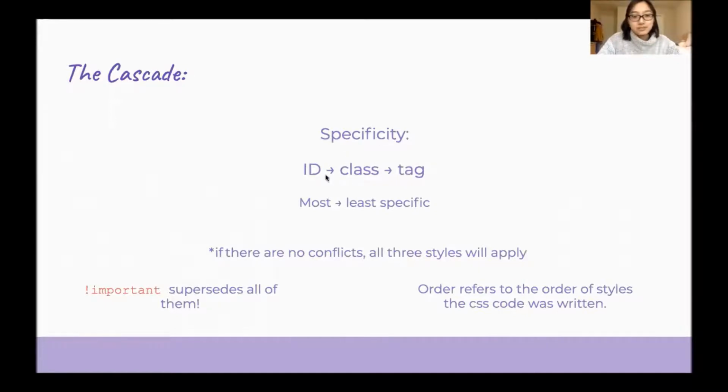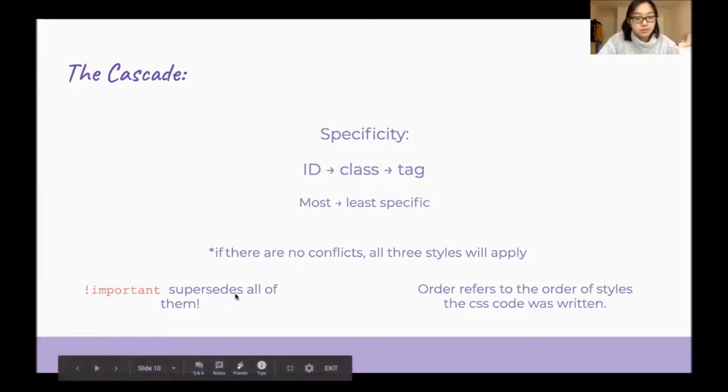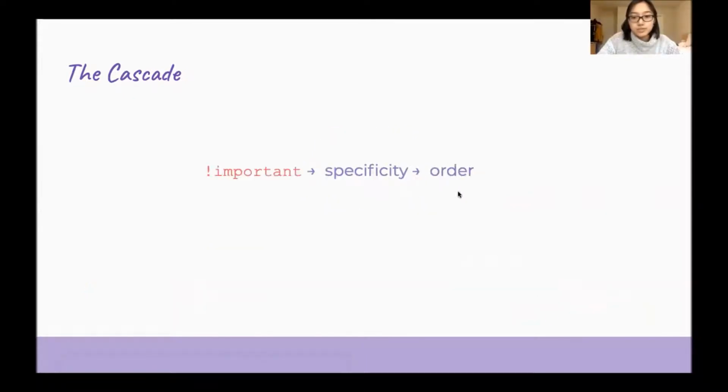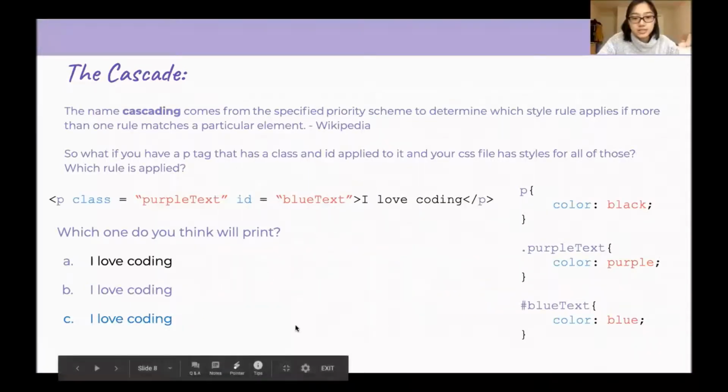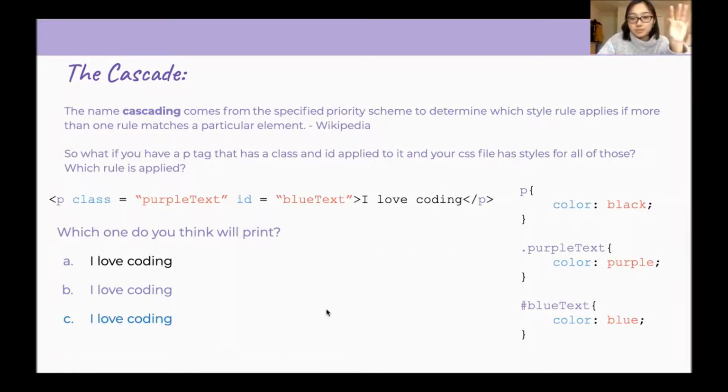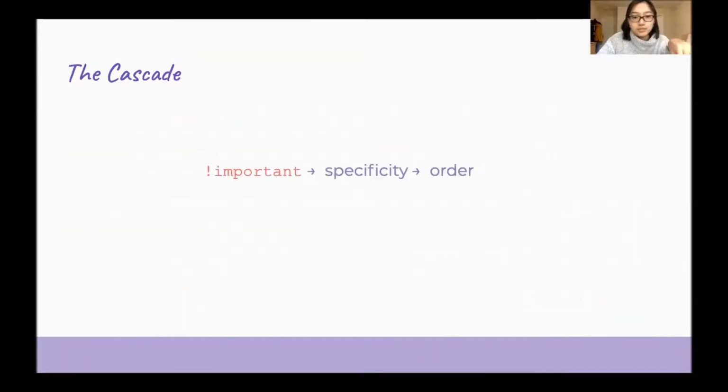As I was saying, IDs are the most specific, then classes, and tags are the least. If there are no conflicts, all three styles will apply. And as I said, important supersedes all of them. What I mean by order is the order that the style is written in. If you have two blue text IDs, and one says it should be light blue and one says dark blue, but the light blue is written first, then the light blue will take over.